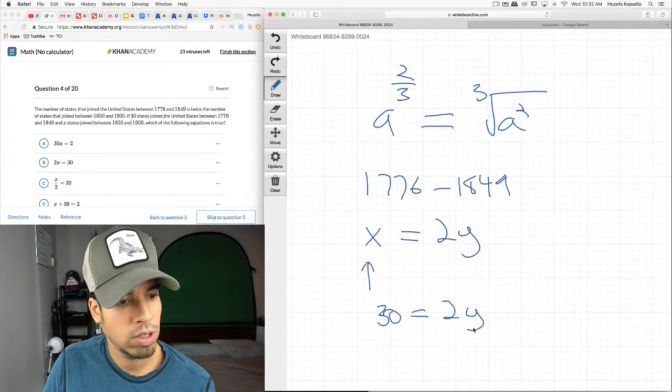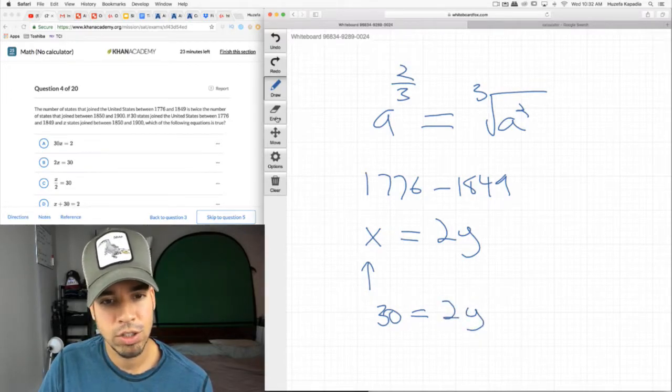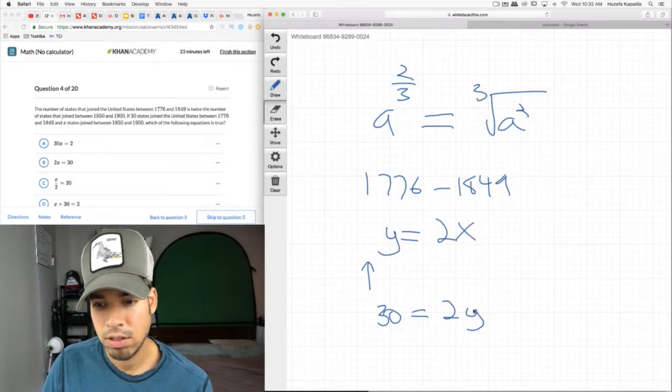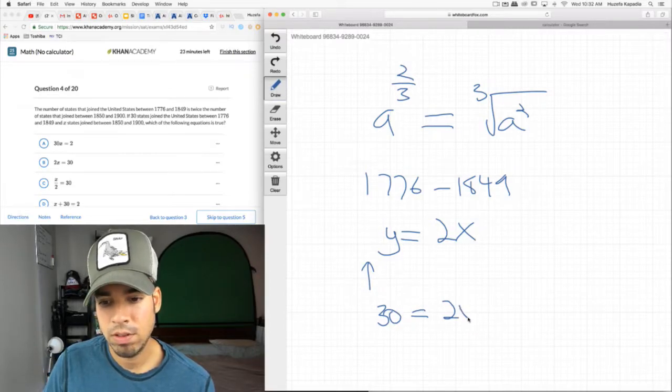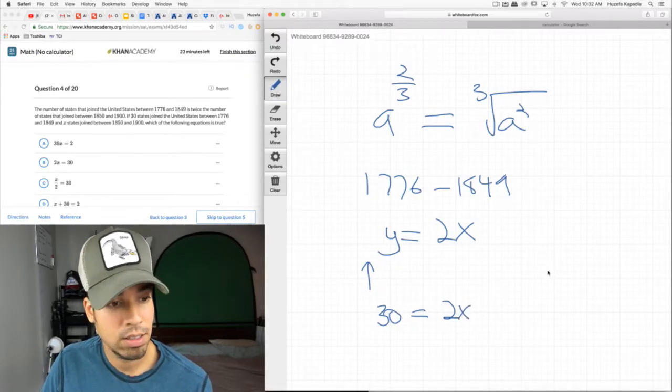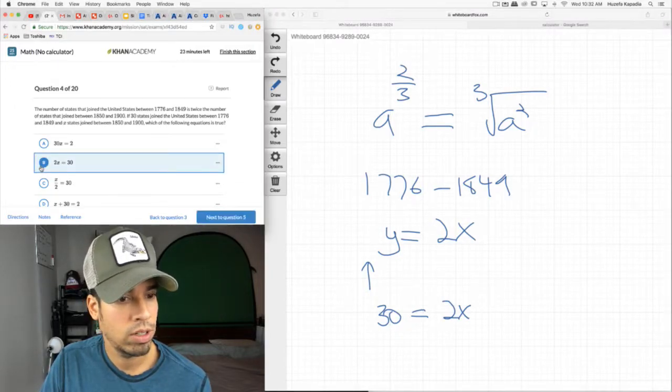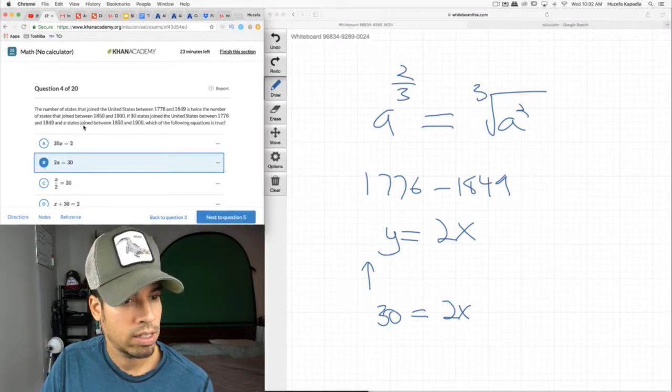So it's 2 times y. Oh, but they're actually using x. So let me switch it here. Let's make it y and x. So we could write it like this, which they have here. 2x equals 30.